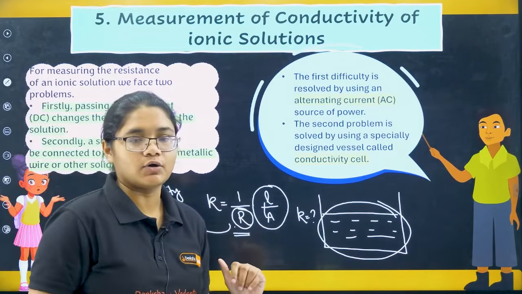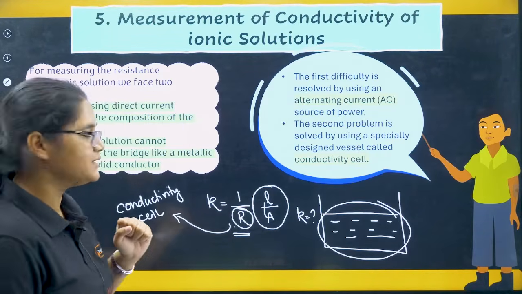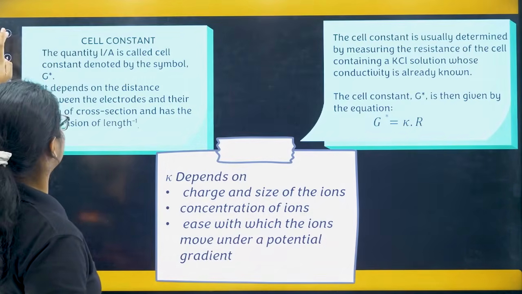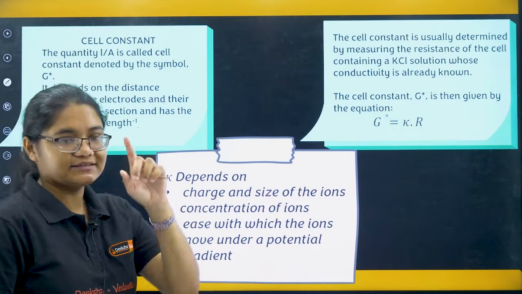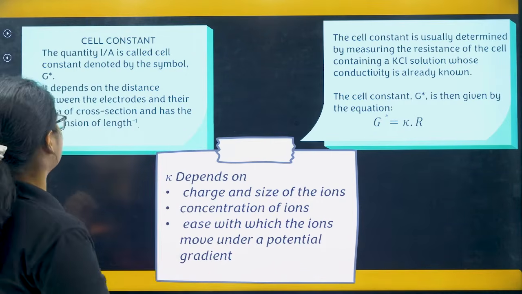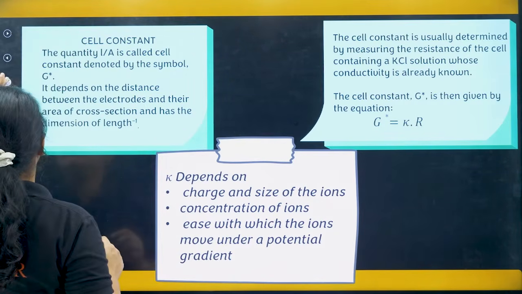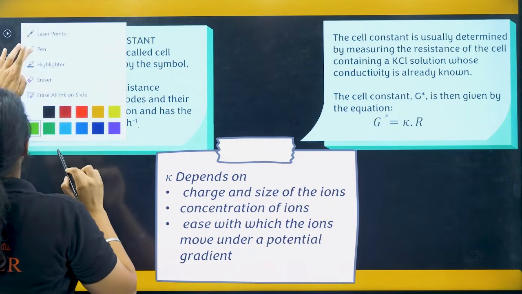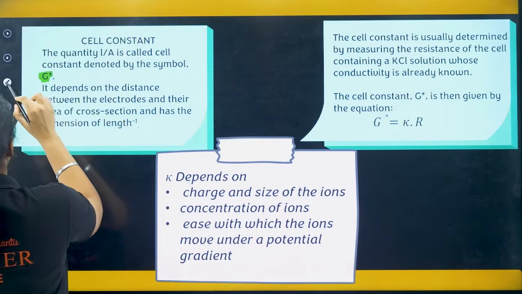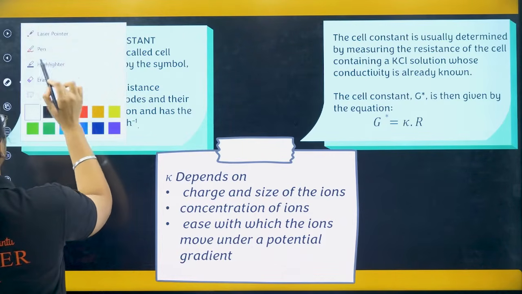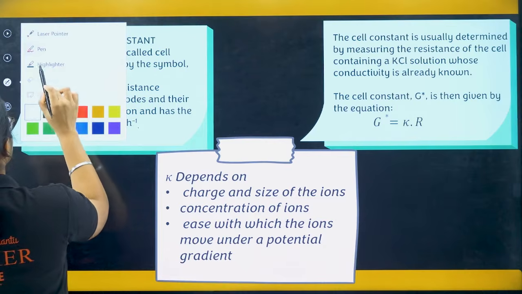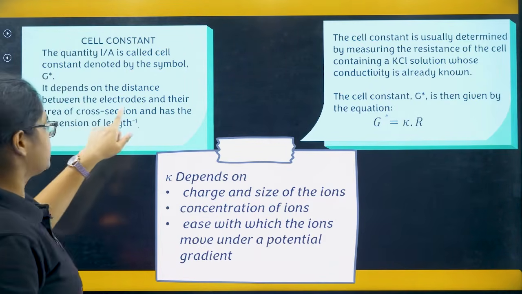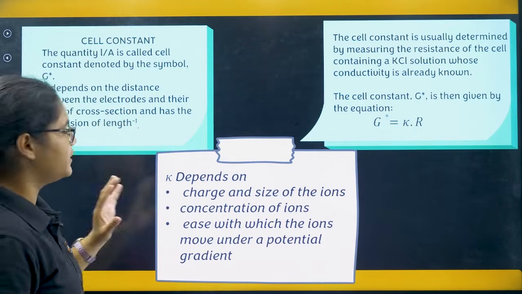Now what about the cell constant? How do we measure the cell constant? For measurement of cell constant also we have to do something. First of all, this L by A term is called the cell constant, and it is denoted by G star. It depends on the distance between the electrodes and their cross-sectional area.